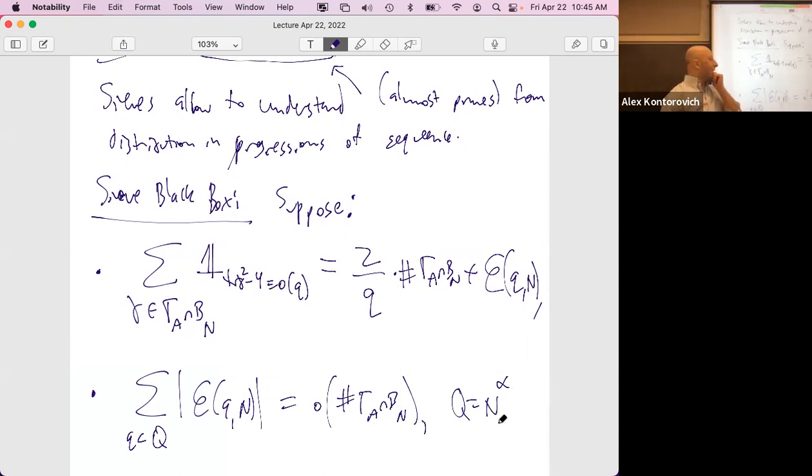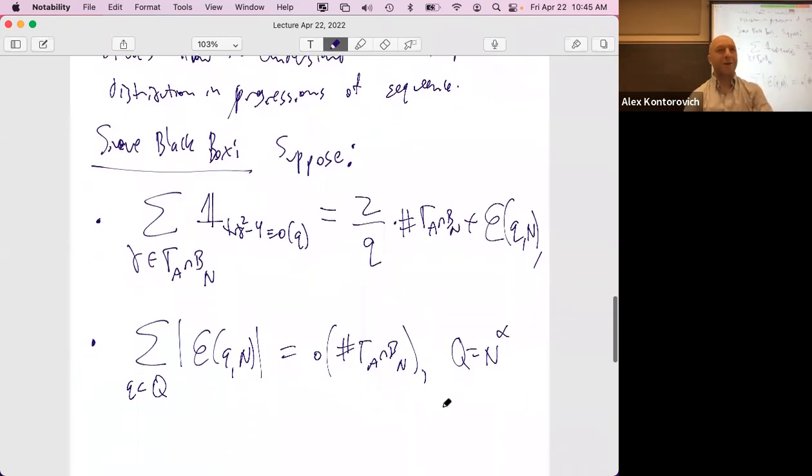Like something more than the power, or is it weaker? This is weaker than what's needed. You need not just little o, you need lots of powers of log. In practice, we'll save a power. I'm being crude in lots of places. This isn't really two over Q and so on. It's something that's two over Q on average over primes. So by the way, this too is called the sieve dimension.